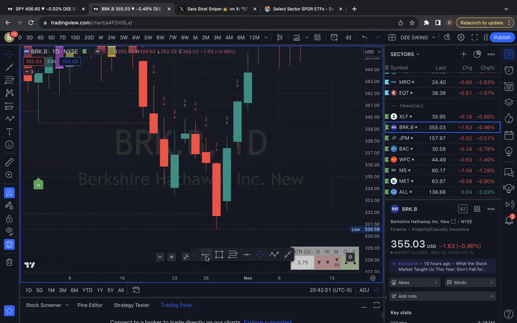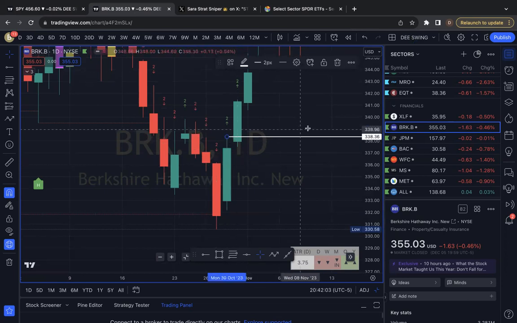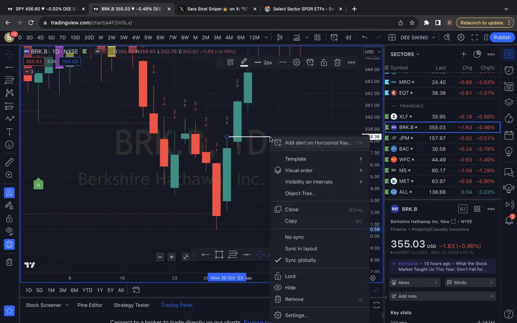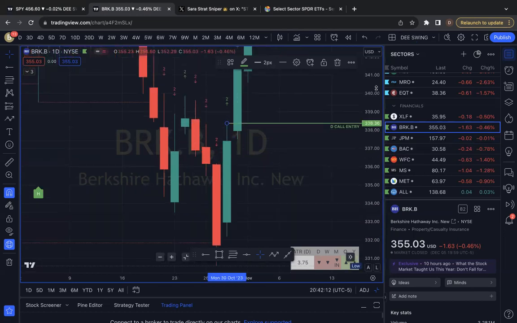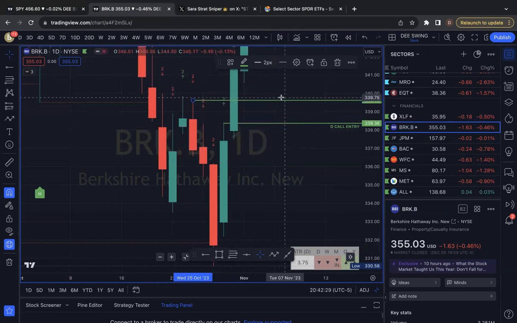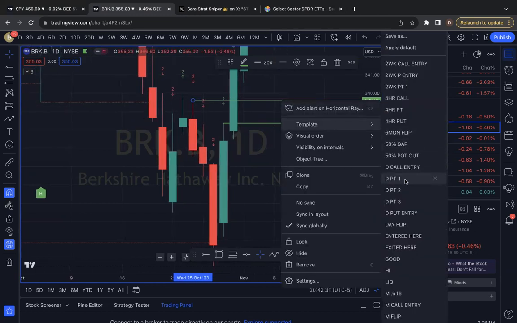Hopefully this lets us go back this far with the replay tool. So let's say that this is our call entry. So this is a perfect example. Y'all see how this is not a price target right here? This is the next closest candle. This can't be a price target because it's below our call entry. So you want to just keep going until it's higher than your call entry. And that would be this candle.